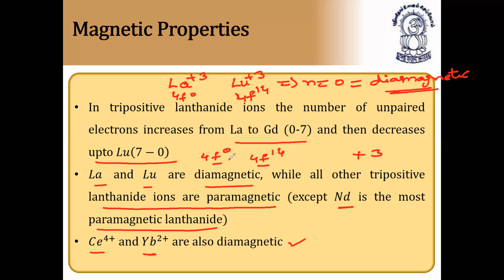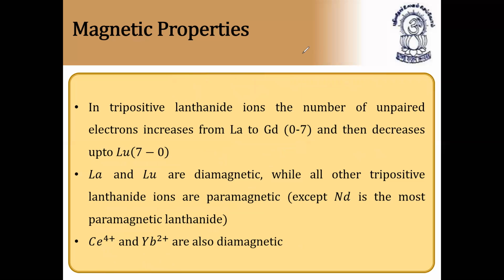The remaining are all paramagnetic, except cerium+4 and ytterbium Yb+2, which are also diamagnetic because of their 4f0 configuration and 4f14 configuration. So cerium+4 and ytterbium+2 are also diamagnetic, since all electrons are completely paired. That's why, to know whether it is paramagnetic or diamagnetic, you must know the electronic configuration. Once you know it, you can easily identify which is diamagnetic and which is paramagnetic.